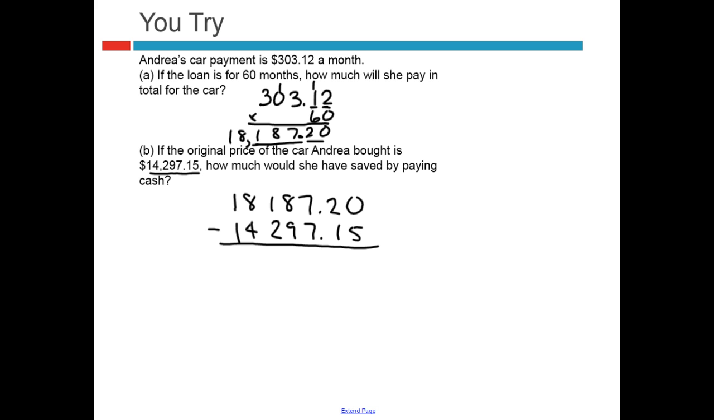So 20 cents minus 15 cents, that's going to be 5 cents. 7 minus 7 is 0. We're going to have to do some renaming. 18 minus 9 is 9.